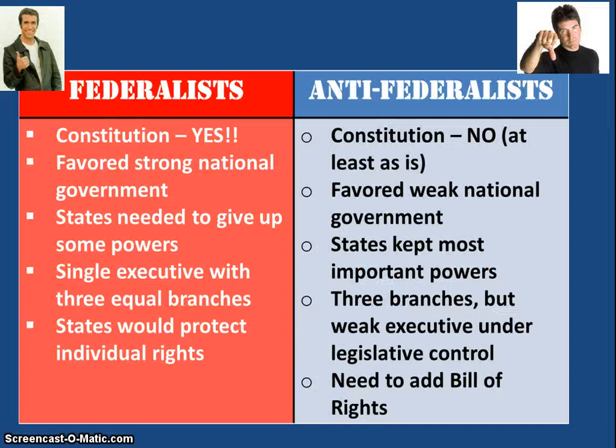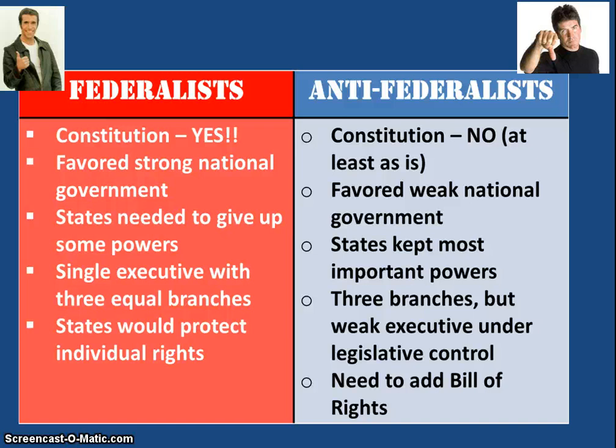Looking at the two sides, first we had the Federalists, with Fonzie, yes. They supported the Constitution, yes to the Constitution. They favored a strong national government. They believed the Articles of Confederation had shown the weakness of a government that wasn't strong enough. In creating this government, the states needed to give up some of their powers. For example, the states had no business printing money if the national government was going to do that for everybody. They wanted a single executive with three equal branches, so they wanted the president's powers to equal those of the legislature. And finally, they wanted the states to protect individual rights, which is why they didn't think that a Bill of Rights was necessary.